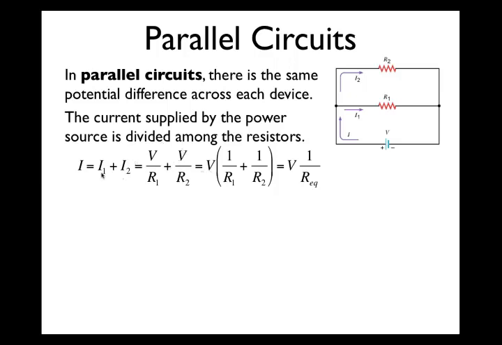And so we have an expression that says I, the current coming out of the battery, is equal to V, the potential difference across the battery, times 1 over R1 plus 1 over R2. And that whole thing in parentheses can be treated as 1 over the equivalent resistance. And so 1 over the equivalent resistance is 1 over R1 plus 1 over R2, in this case when we have 2 resistors in the circuit. If we had more, you'd just keep adding terms, but you add the inverses and then take the inverse of the result to find the equivalent resistance in a parallel circuit.